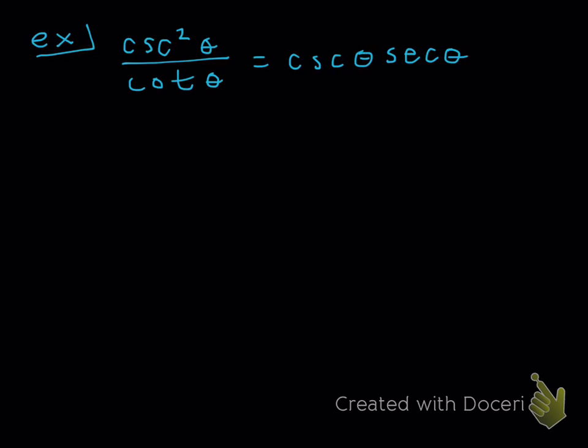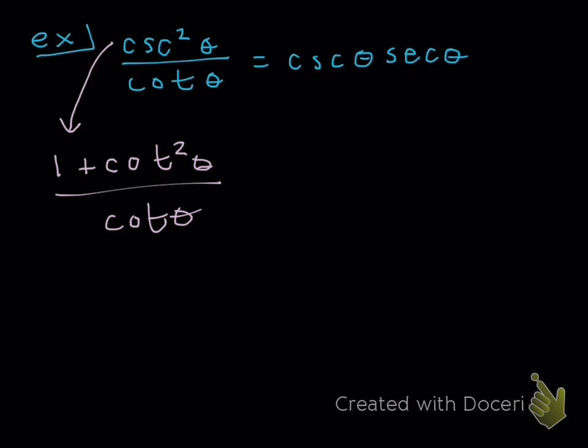So let me just write that down just to kind of show you what I mean. So if I replace this top with 1 plus cotangent squared of theta all over cotangent of theta, notice I've introduced a plus sign, and I don't see any plus sign on the right-hand side. So as far as strategy-wise goes, that would not be the best strategy for this problem because there's no plus sign over there. So let's talk about our different methods that we can do.